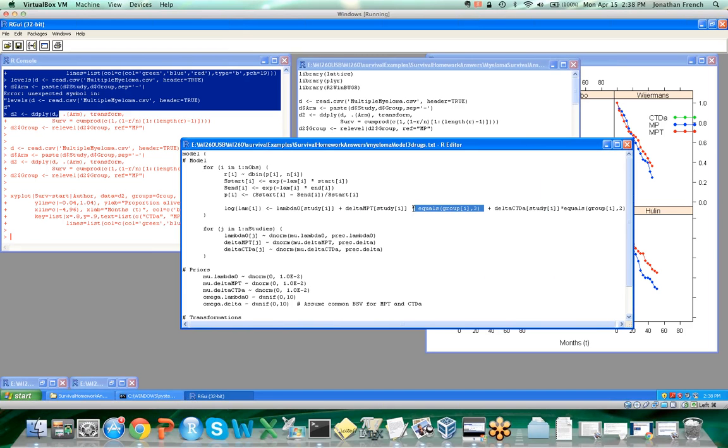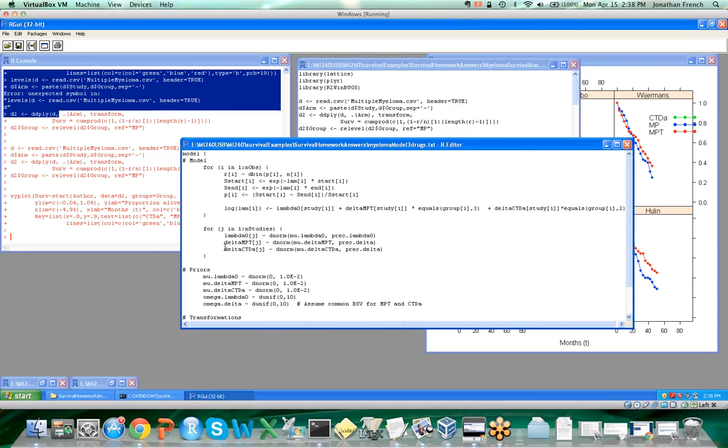And that's because we know that we'll pass in a numeric variable called group, and if it's equal to 3, that's denoting that the treatment arm was the MPT group. And if that variable is equal to 2, that will correspond to the CTDA group. And so we'll have a separate parameter that is the difference between CTDA and MP in the log hazard.